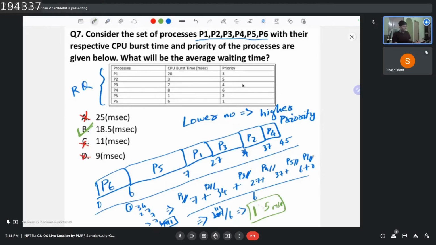Any doubts in the way we find the average waiting time and all those things? Right. If not, let's move to the eighth question.